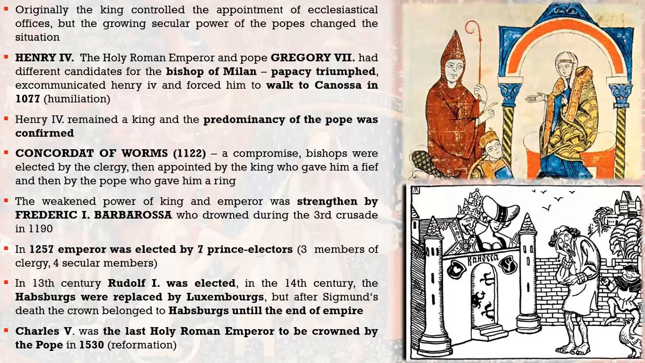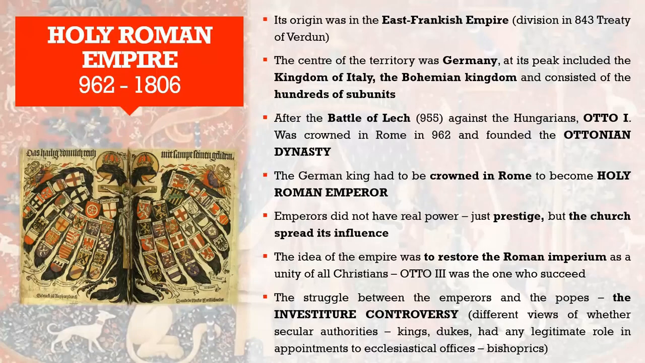But what is very important, I will revise just now. So, the Holy Roman Empire is the East Frankish Empire. Louis the German was the first king of this territory. It was mostly Germany, but also the Kingdom of Italy and the Bohemian Kingdom. It had hundreds of subunits. Otto I established the Ottonian dynasty. He was crowned in Rome by the Pope, so he was the first Holy Roman Emperor. This title was just prestigious, did not have real power, but the church spread its influence through this title.